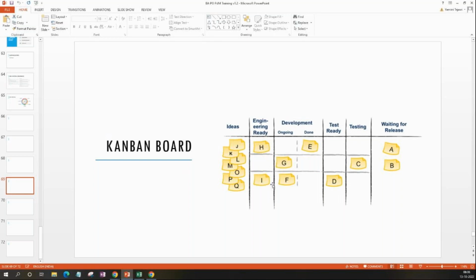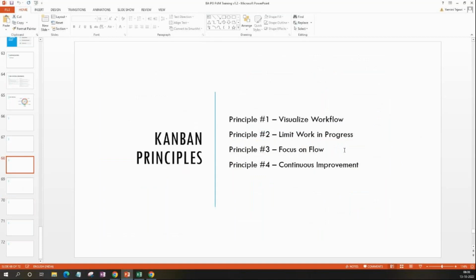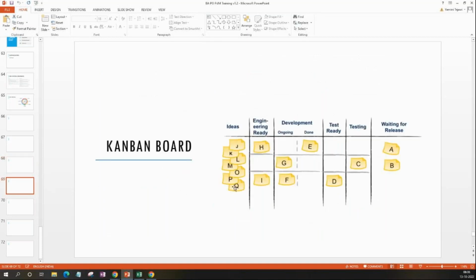At any point in time, there cannot be 3 items in any of the phases. So once the backlog of 3 items that's there is done, only then I'll pull more. Otherwise, I'll not pull more. So you have to limit that work in progress. Meaning, you have to set that limit for work in progress. And then focus on flow, meaning the focus would be on flow.